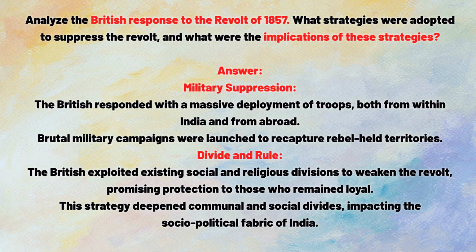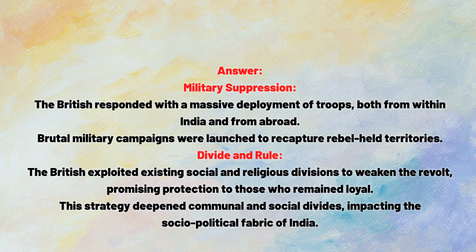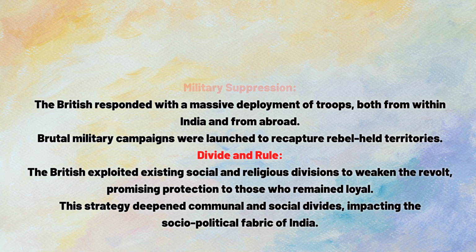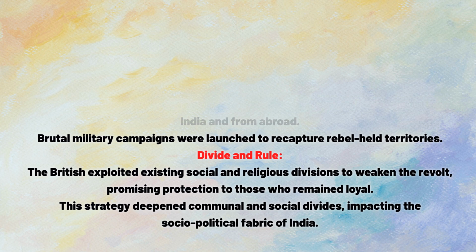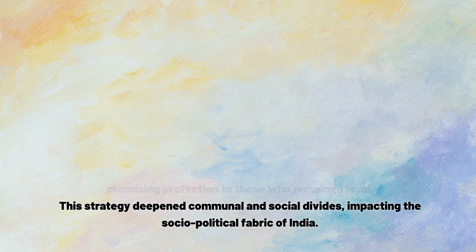Brutal military campaigns were launched to recapture rebel-held territories. Divide and rule: the British exploited existing social and religious divisions to weaken the revolt, promising protection to those who remained loyal. This strategy deepened communal and social divides, impacting the socio-political fabric of India.